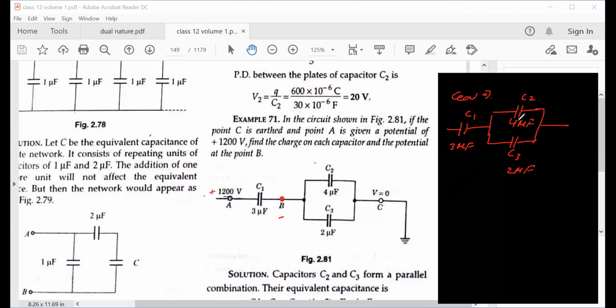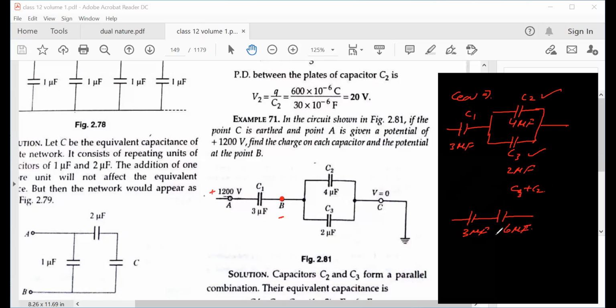Now we see that C3 and C2 are in parallel connection. The parallel connection formula is C2 plus C3. When adding it, the value will be 2 plus 4, which is 6, so it is your 6 microfarad.